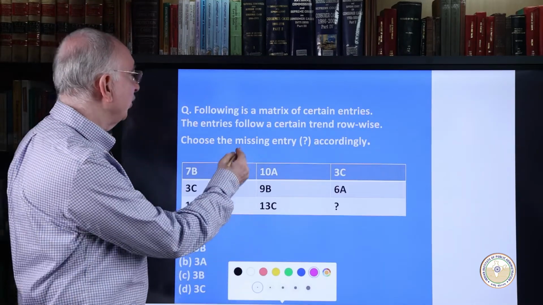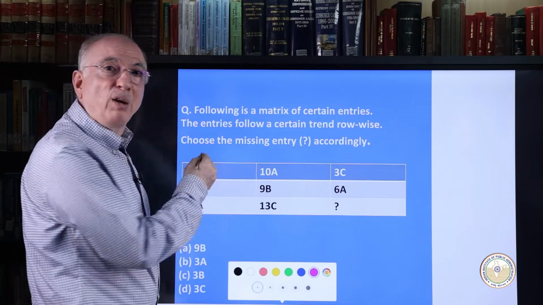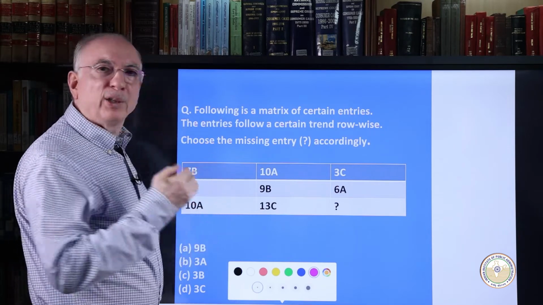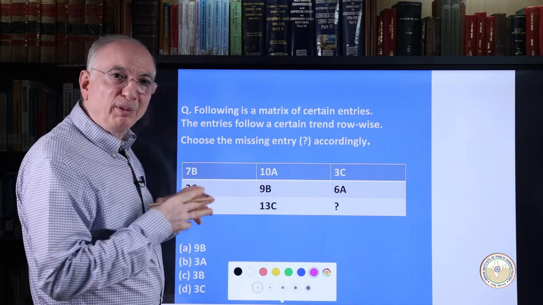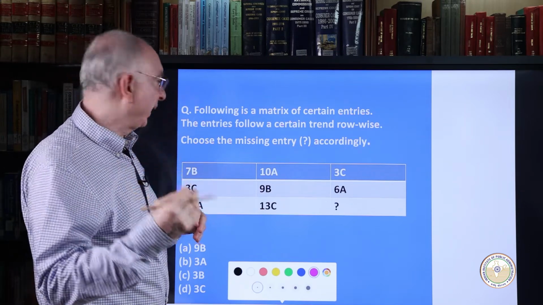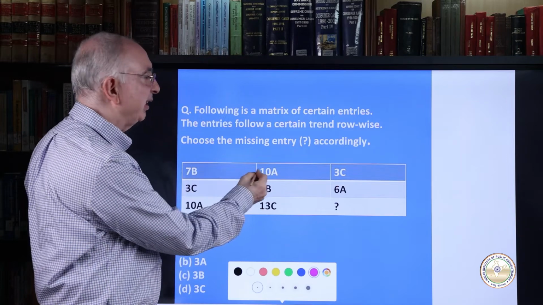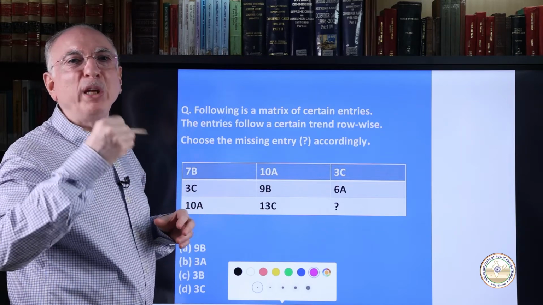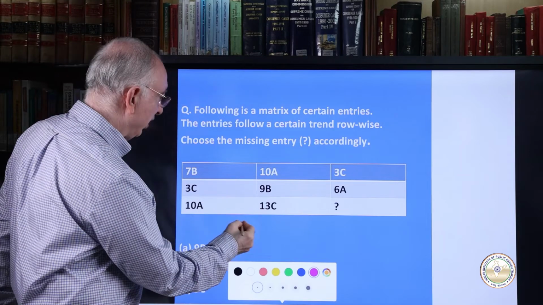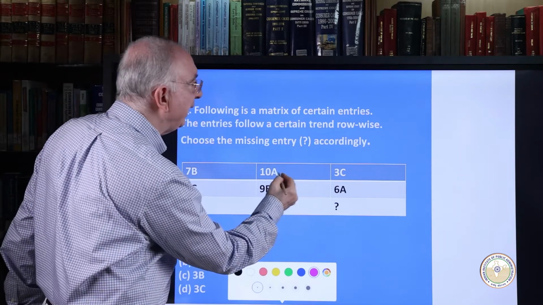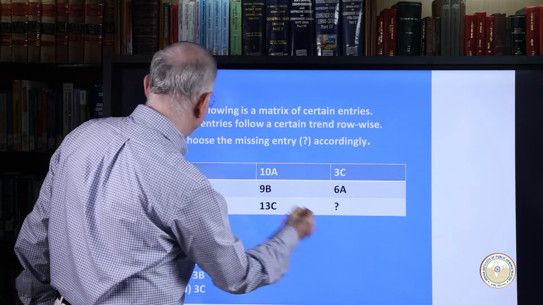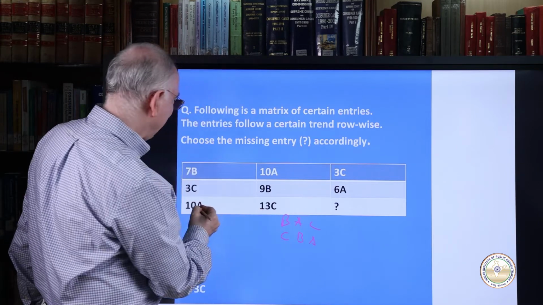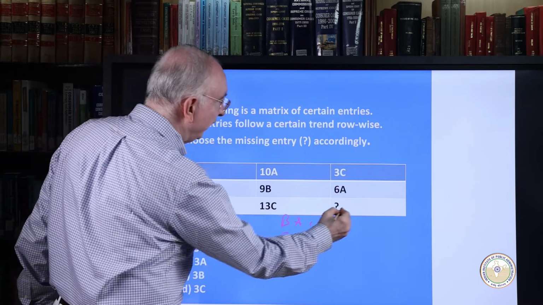In such questions, when alphanumeric things are given, normally we have to see the alpha part, that means alphabet, in a different way and the numeric part separately. Now notice it, BAC, those alphabets are moving in a cyclic manner. For instance, you look at this BAC. So BAC, the next is CBA, and the third row AC, so it will be B.